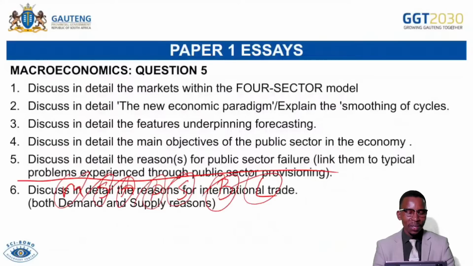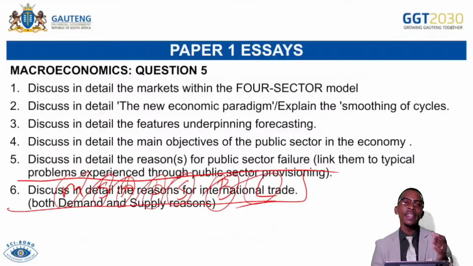And then discuss in detail reasons for international trade, both demand and supply. This can be one essay, can also be two essays. If the examiner is good to you, the examiner tomorrow can simply say, discuss in detail reasons for international trade. That means you talk about both demand reasons and supply reasons. Remember this essay, what should you do? You must always follow the mind the gap.